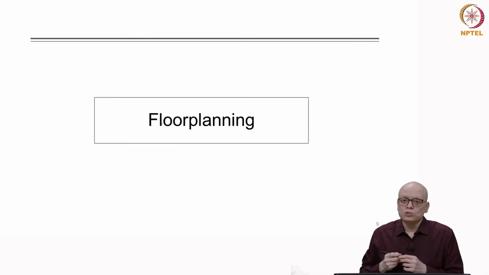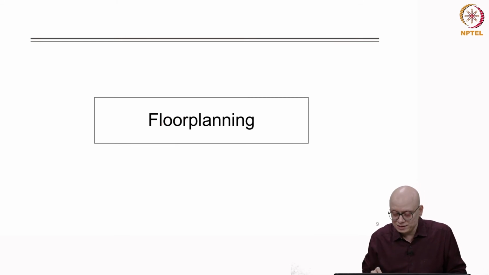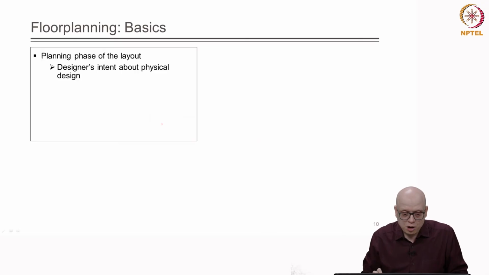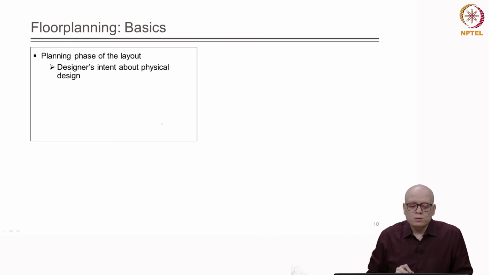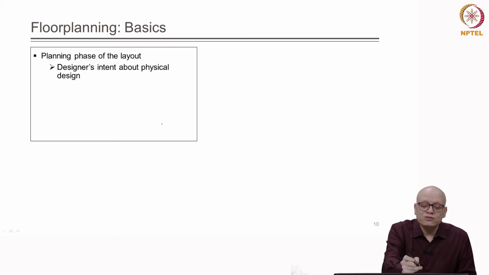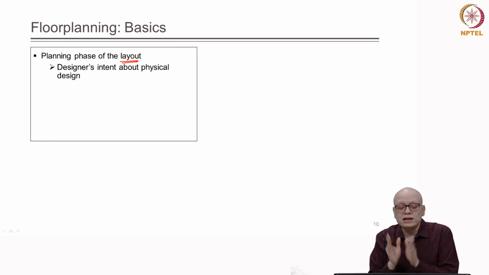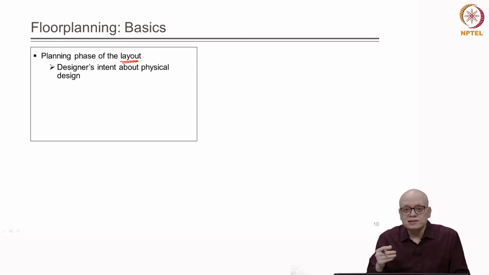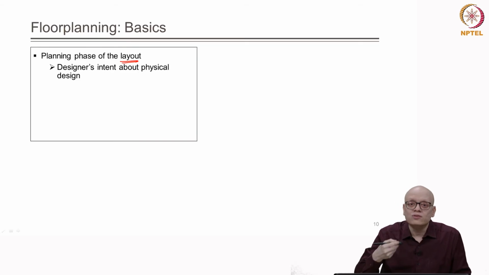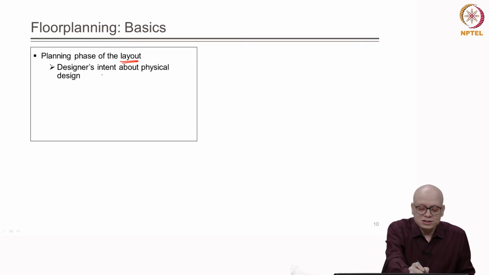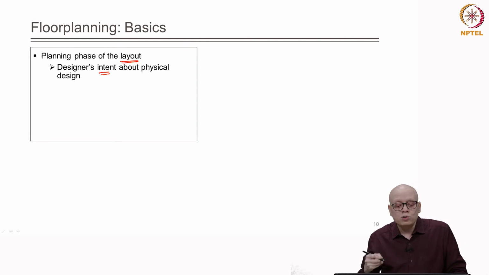Now, let us go into the second task of chip planning, that is floor planning. Now, what is floor planning? Floor planning is the planning phase for the layout. We are creating a layout, and for the creation of this layout, the planning phase is known as floor planning. Creating a floor plan is basically a way of conveying our intent about the physical design or the layout.